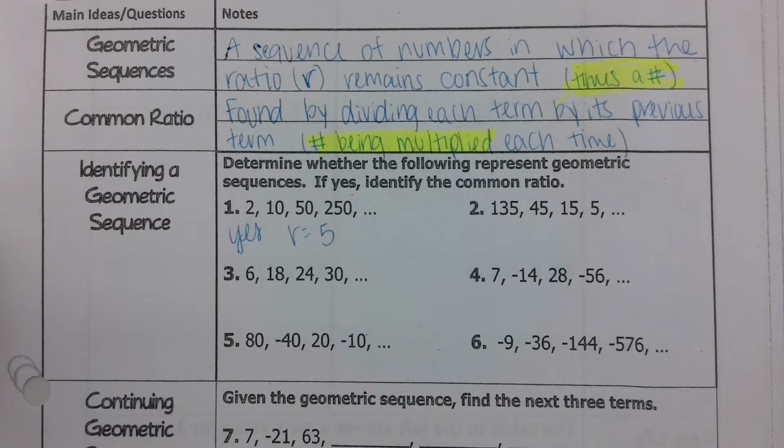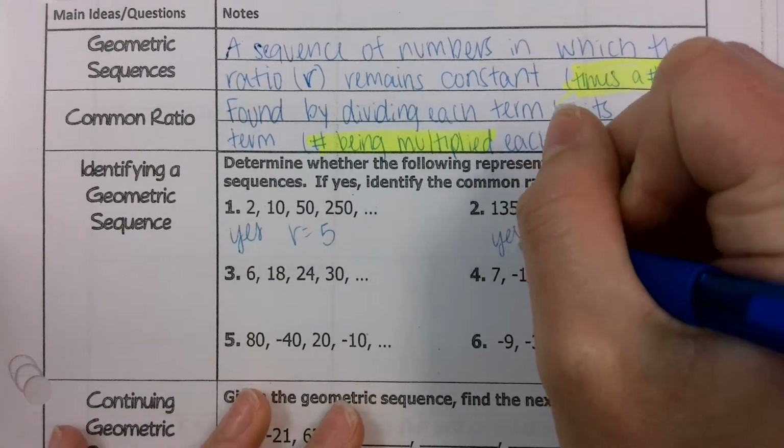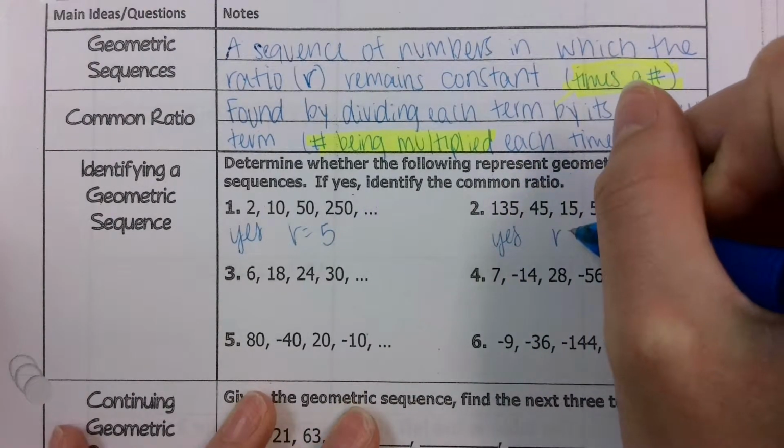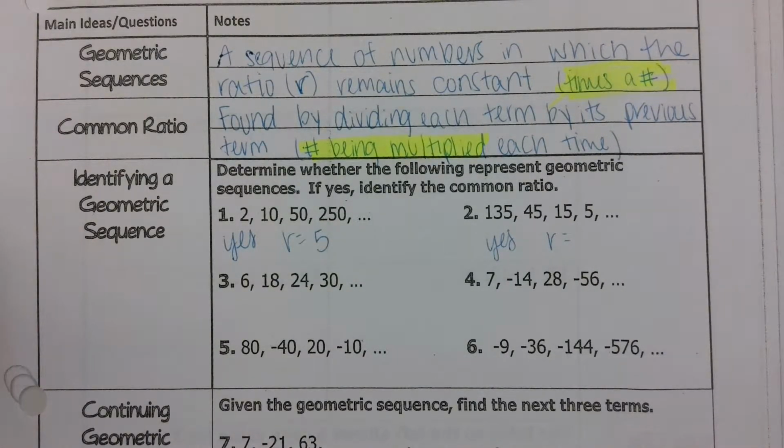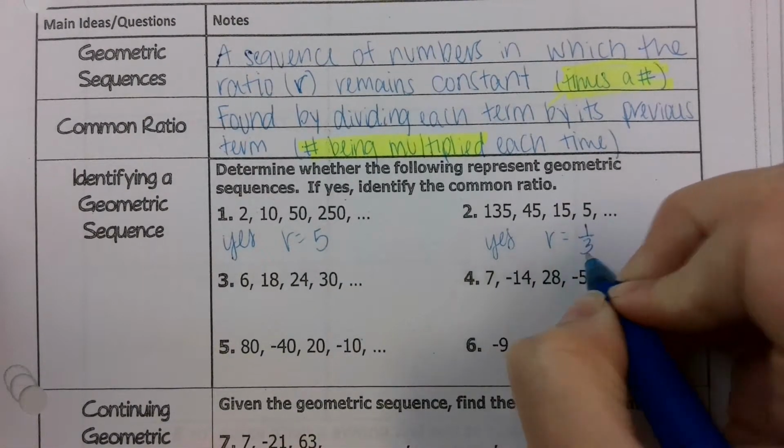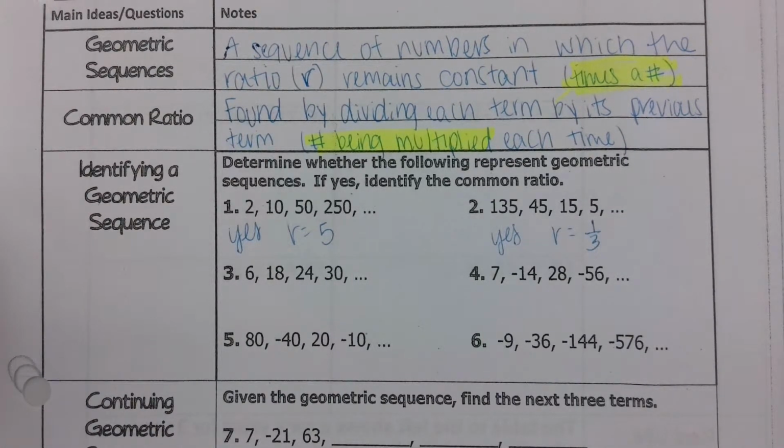You got it. So if you look at number 2, we've got 135, 45, 15, 5. Dividing by 3. So we'll say yes, it's geometric, but we don't want to say that R is dividing by 3, because it's times something. So how could you write dividing by 3 but with multiplication? Times 1/3. So your R value is 1/3. If it's ever getting smaller, or if you're thinking, oh, that's just dividing by 3 or dividing by 2, just make it a fraction. So 1/3 or 1/2. What if it was dividing by 5? 1/5. Does that make sense?